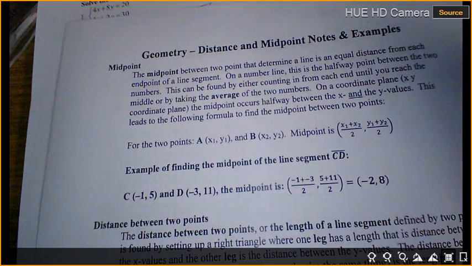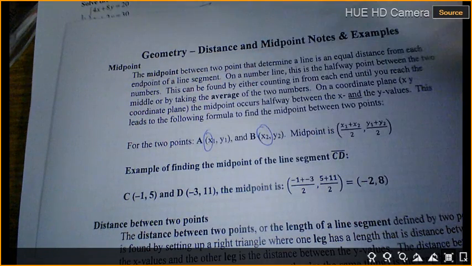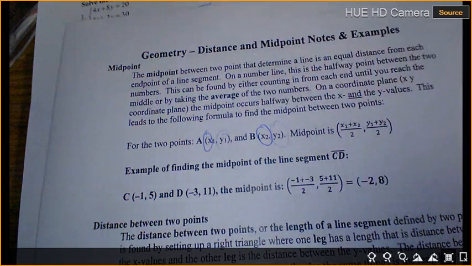I have notes on midpoint and distance. Just briefly, I'm not going to read the whole thing to you. I trust that you can read. The midpoint is you add the x's together, divide by 2. Add the y's together, divide by 2. Here's an example.